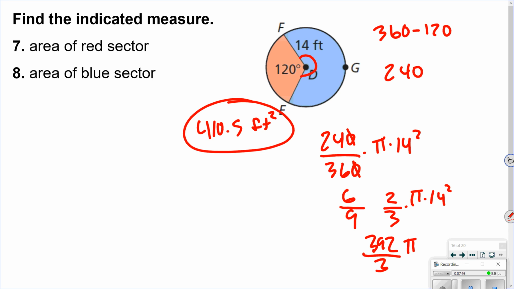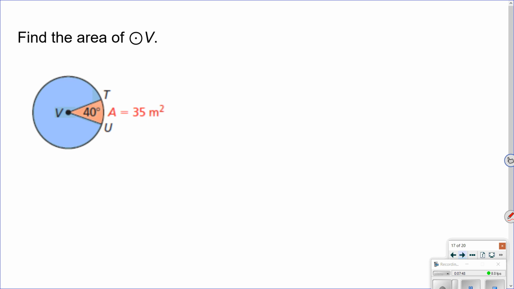Let's just do one last problem. This one's working backwards. So this gives me the area of this sector right here. It tells me the area is 35 meters. It tells me the angle is 40 degrees. It wants me to find the area of the entire circle. So just plug all this in our formula.